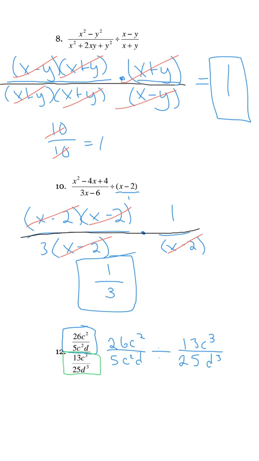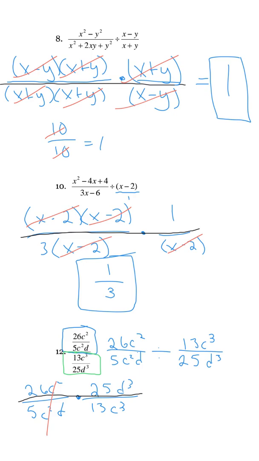So what we'd now do is we'd take 26c squared, keep it the same, 5c squared d, keep that the same. Yes, you can cancel stuff if you see it already. Turn it into multiplication and flip over our second fraction. So 25d to the third jumps up to the top, and then 13c to the third drops down to the bottom. Now let's go ahead and draw our line. We have one big fraction where we can cancel as much as we can. So c squared matches c squared.